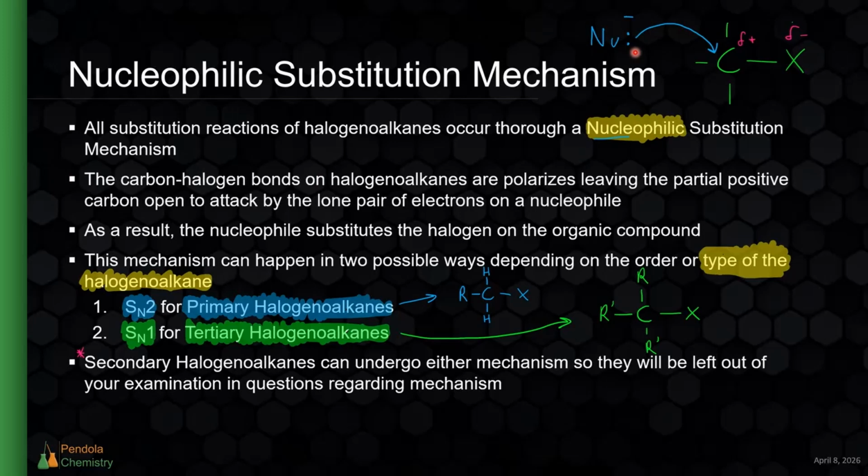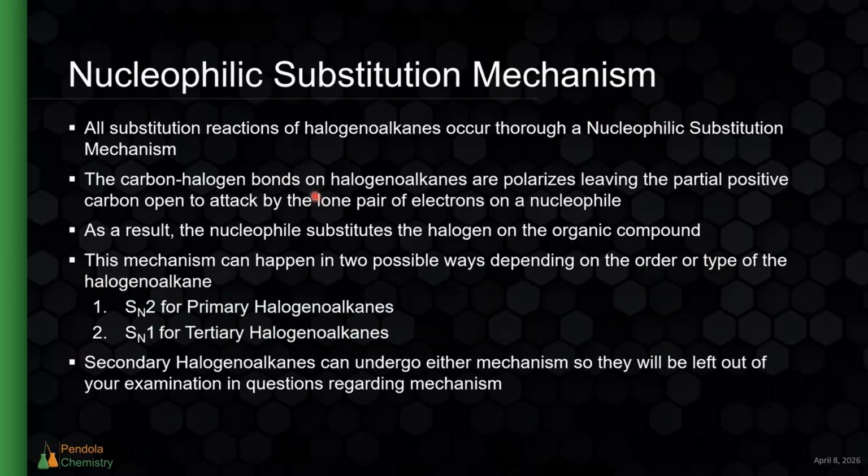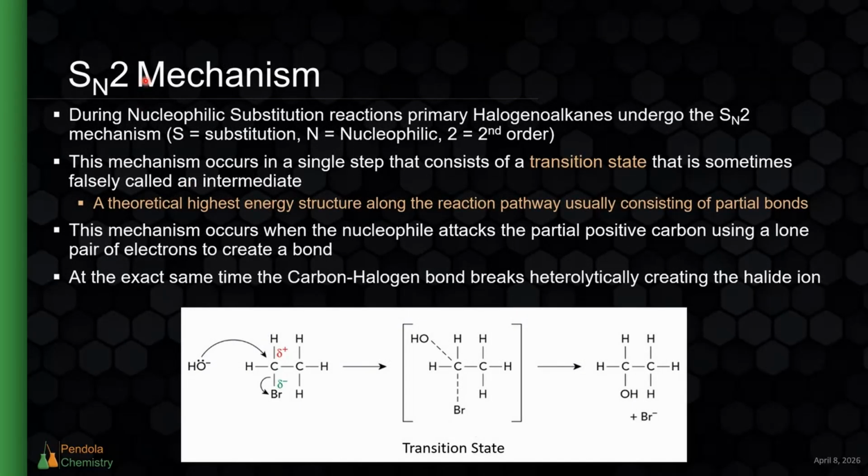Both mechanisms will involve a nucleophile attacking the carbon, but how that happens changes. So let's get into these mechanisms. SN2 mechanisms are first. So let's look at SN2 mechanisms. The S in SN2 stands for substitution, the N for nucleophilic, and the 2 for second order. So again, the S stands for substitution, because it is the substitution reaction that happens here.